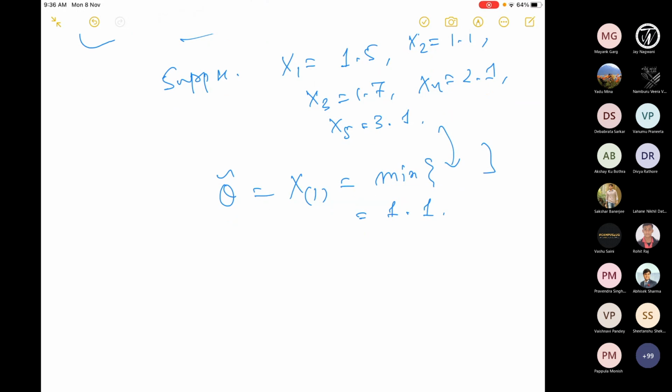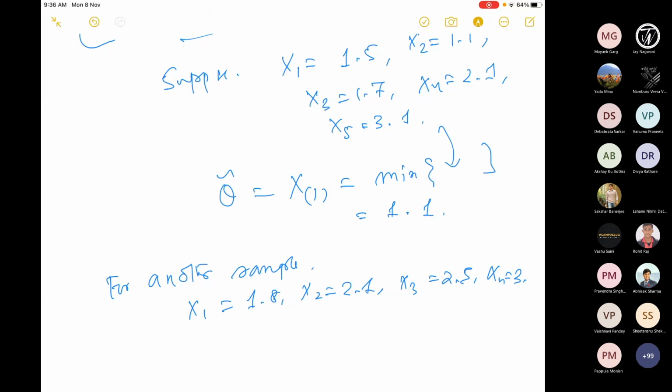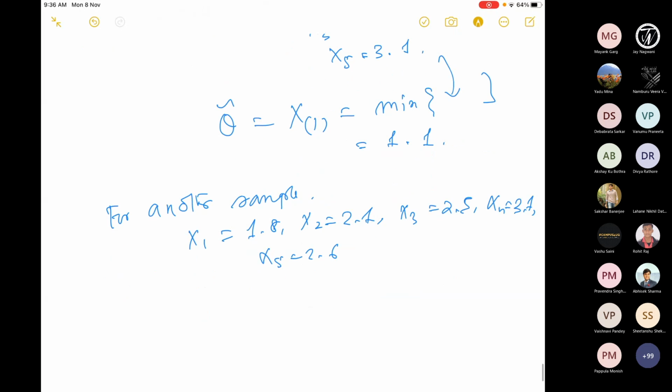I can have another sample. For another sample, I can have x1 equal to 1.8, x2 equal to 2.1, x3 equal to 2.5, x4 equal to 3.1, x5 equal to 2.6, and so on. Then if I use my estimator, the value will be the minimum, which is 1.8, based on this sample.